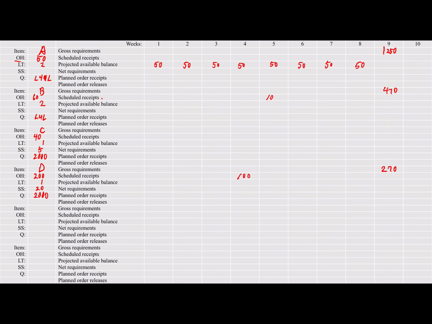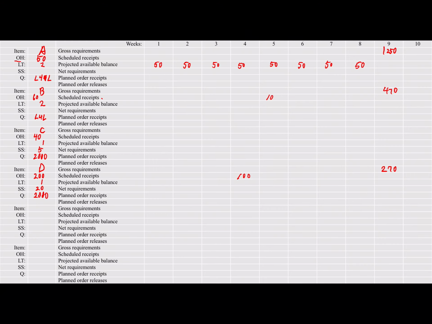So what happens with week 9 is, at the end of week 8 or at the beginning of week 9, I only have 50 units of A, but the requirement is 1250. 1250 means we are short of 1200 units, right? We are short of 1200 units. Do you understand? All right.